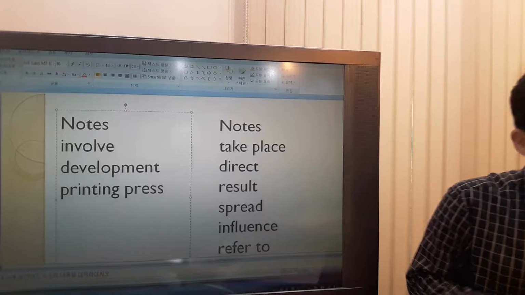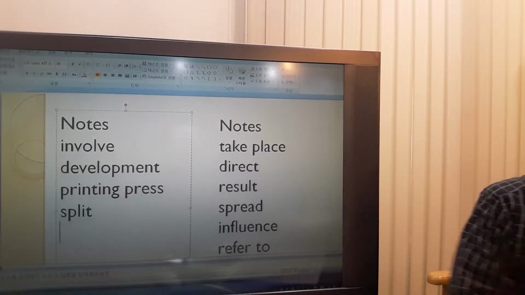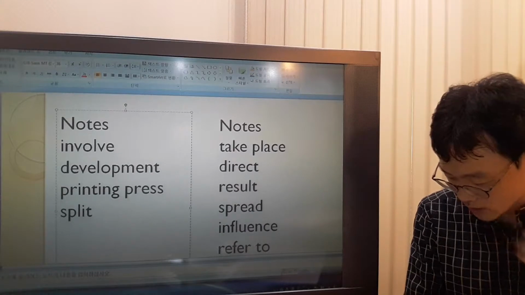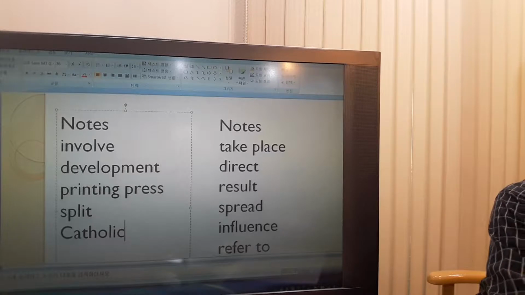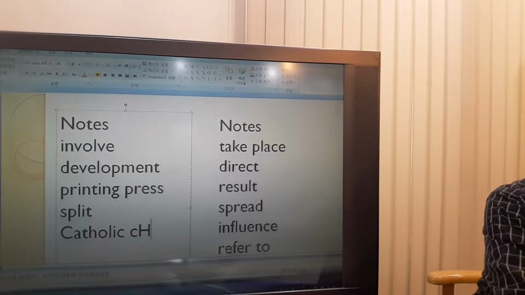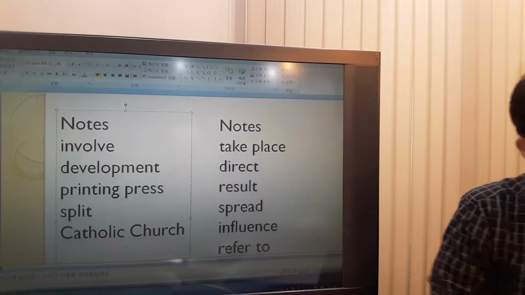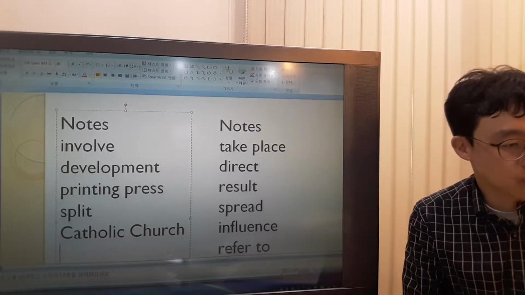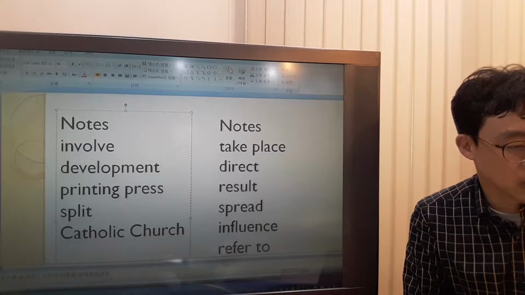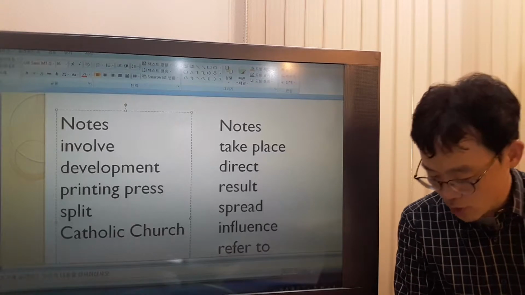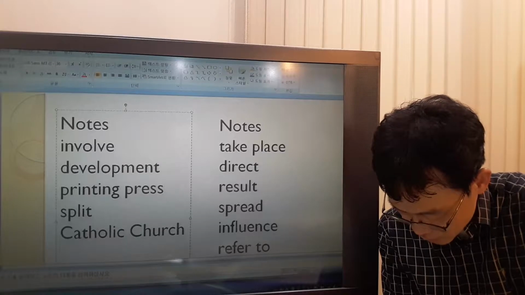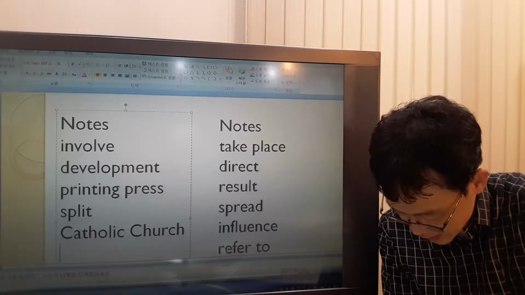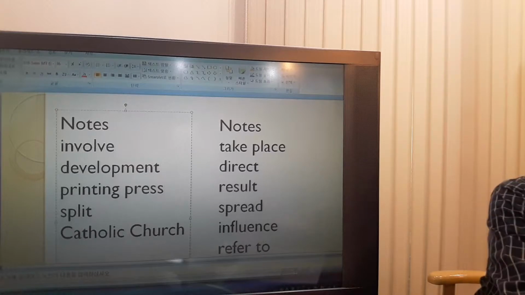The splitting of the Catholic Church. What does split mean? Split means to divide something, right? The dividing of this Catholic Church. What does Catholic mean? The Catholic Church is a branch of the Christian Church of which the leader is the Pope, and it's based on Vatican in Rome. And so the Catholic Church has split, and the decline of feudalism.